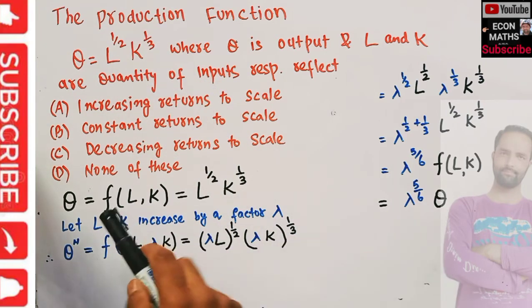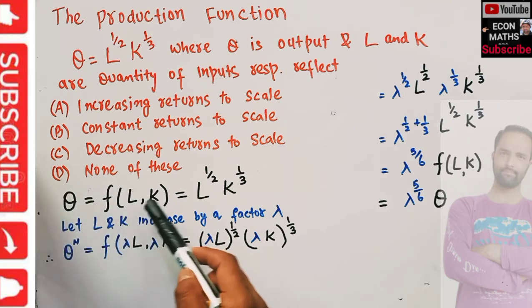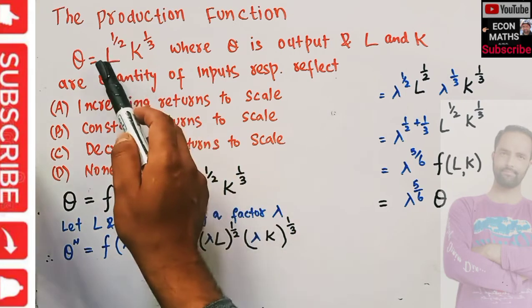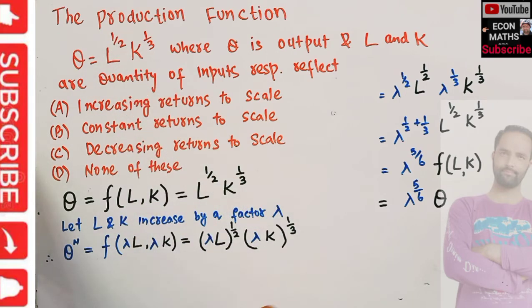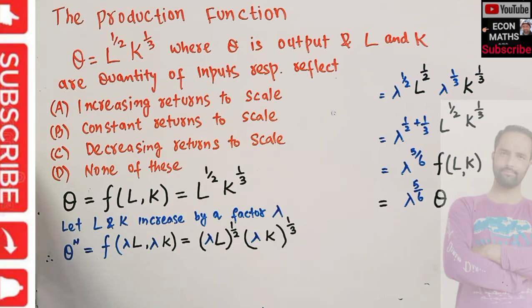So I have written this production function. Q, which is quantity, is a function of labor and capital, which is given as L to the power 1 upon 2, K to the power 1 upon 3. Let us suppose L and K increase by a factor lambda. That means we can also interpret it like this to see whether we have increasing, decreasing, or constant returns to scale.